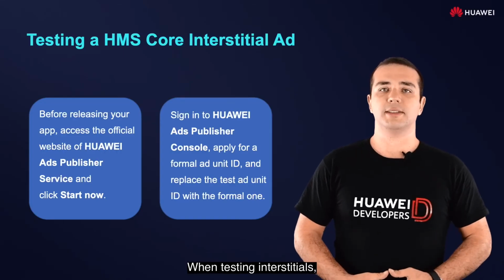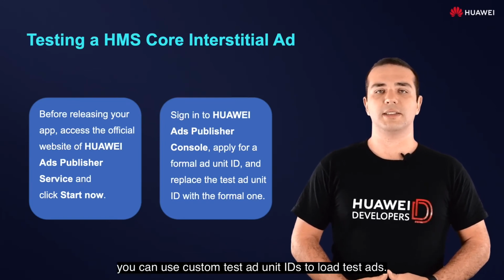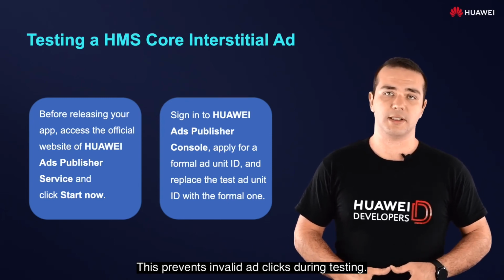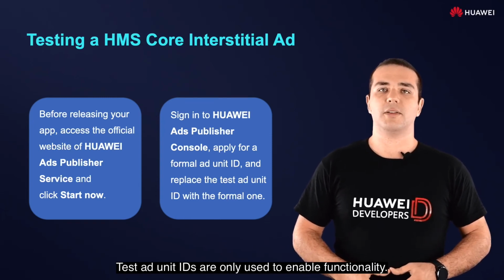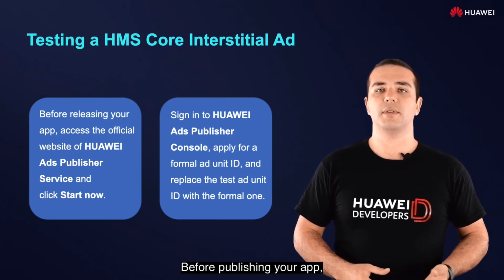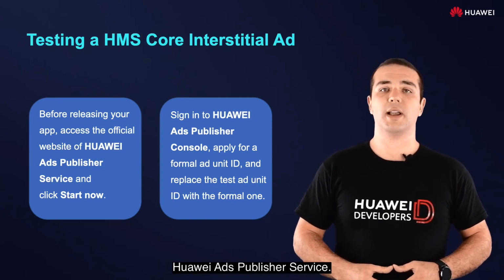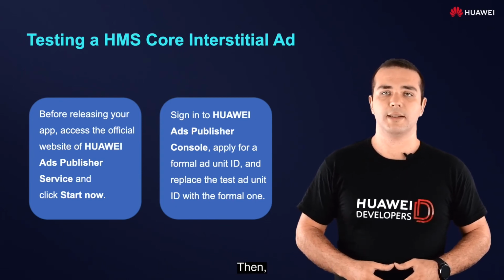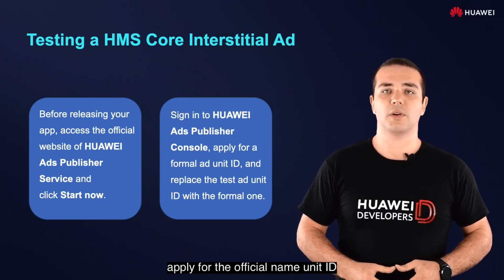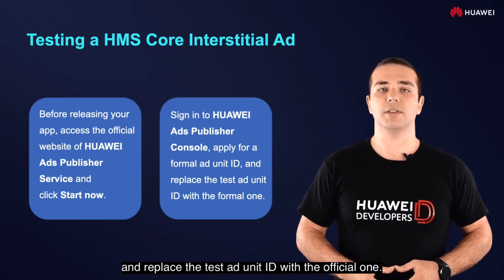When testing interstitials, you can use the custom test ad unit IDs to load test ads. This prevents invalid ad clicks during testing. Test ad unit IDs are only used to enable functionality. Before publishing your app, click Start Now after accessing the official website of the Huawei Ads Publisher service. Then, after logging into the Huawei Ads Publisher console, apply for the official ad unit ID and replace the test ad unit with the official one.